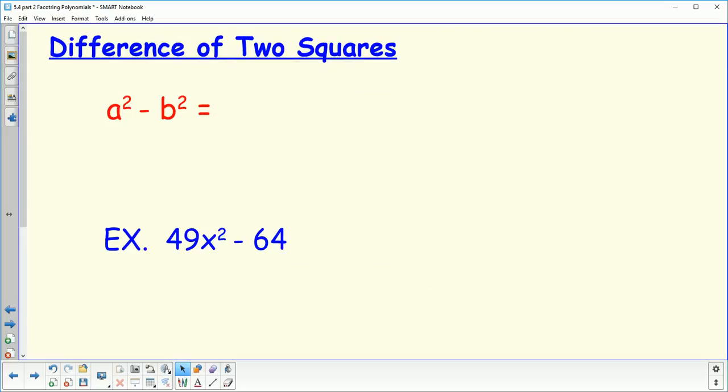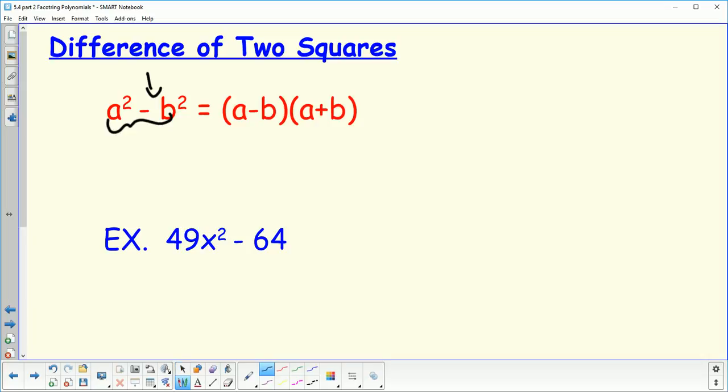Okay, so first special case, difference of squares. That's when we have it in this form, a squared minus b squared, and it's really important that we have a subtraction there. That is our difference. Anytime it is a squared minus b squared, it's always going to end up factoring into a minus b and a plus b.